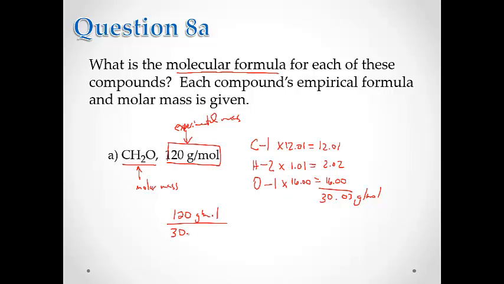So 120 divided by 30.03. Now we probably don't even have to use our calculator for this one because we're really just looking for the closest whole number. So 120 divided by 30 is approximately 4. And so what we're going to do is use that number as our multiplier and multiply everything in the empirical formula by 4. So it's not just 1 carbon, it will be 4 carbons.